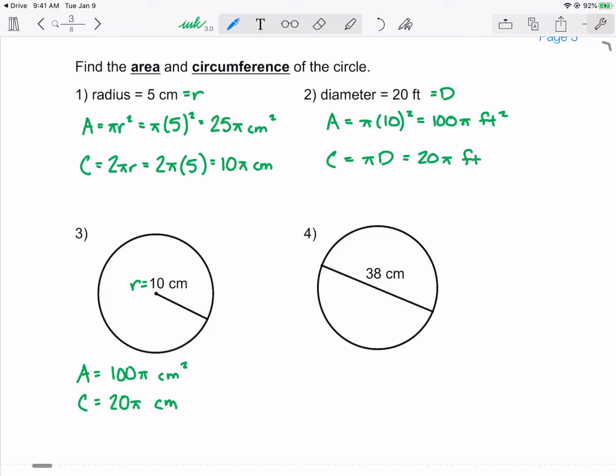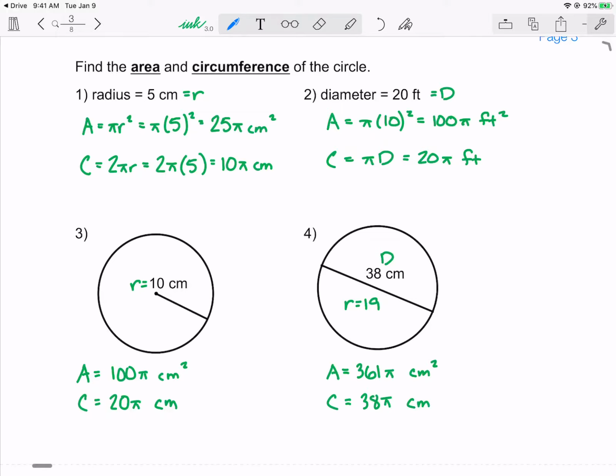And on the last one, I've got a diameter of 38, so then my area is going to be, I'm going to take half of that, which means my radius is 19. I'm going to square that, and I get 361. So I've got 361 pi. Units are centimeters squared. And for circumference, 38 pi centimeters.